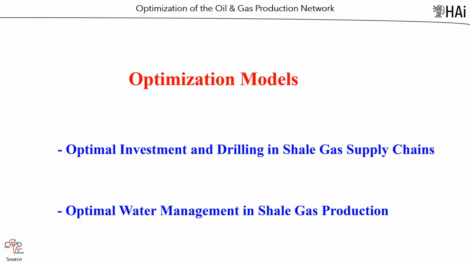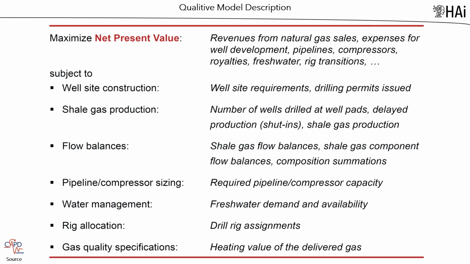Two models are required for the optimization of the shale gas decision-making process: optimal investment in drilling in shale gas supply chains, and optimal water management in shale gas production. This presentation concentrates on the first model. The qualitative model description of a shale gas design production process is the mathematical problem. Maximize net present value: revenues from natural gas sales, expenses for well development, pipelines, compressors, royalties, freshwater, rig transitions, and others. Subject to well site construction, shale gas production, shale gas flow balances, pipeline and compressor sizing, water management, rig allocation, and gas quality specifications.